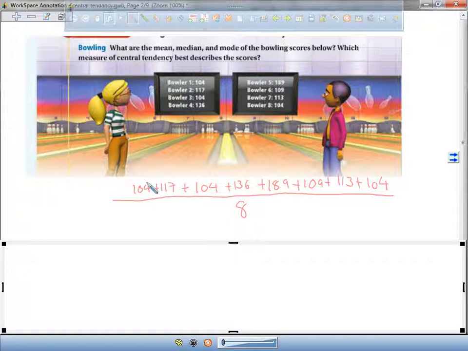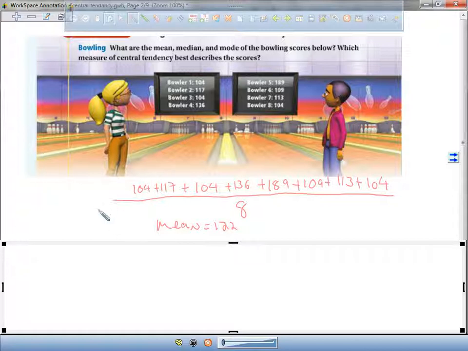No, I didn't. 104, 113, 109, 189, 136, 104, 117, and 104. I got 96. Oh, divided by 8. I did do it right. Divided by 8, I got a mean of 122. Did you guys get 122? That's what you should get.